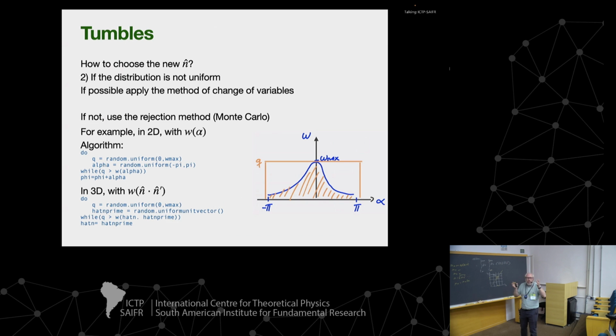So if you want to model bacteria and do a realistic model for bacteria, you have to use this tumble kernel and sample the director like this. And in 3D it is the same thing. Now you take Q, again, random uniform. Now you get a new director N prime, a random uniform unit vector.